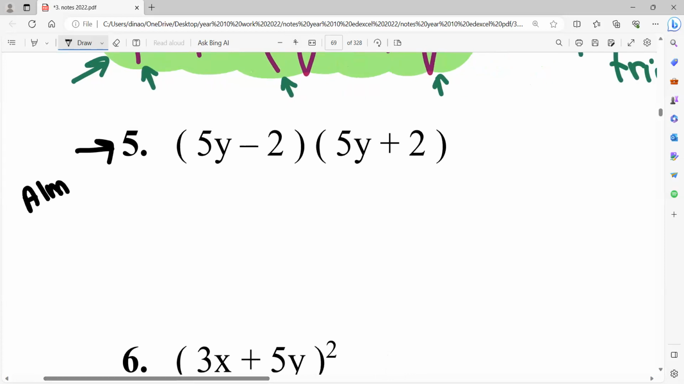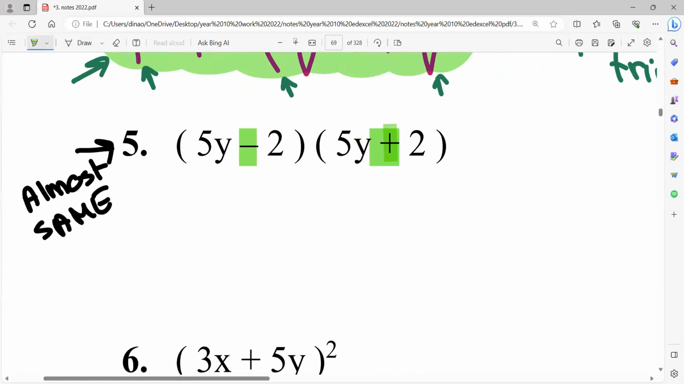Now, as for question number 5, if I want to give a name for these 2 brackets, these 2 brackets will be called almost same brackets. And why do I call them almost same brackets? Because as you can see, the numbers are exactly the same, but the only difference between these 2 brackets is the sign.